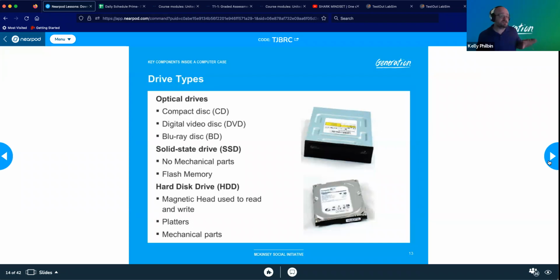These are still used today at a pretty regular level because on a per gigabyte level, they are still significantly less expensive than solid state drives. So solid state drives have no mechanical parts in them. This is what we refer to as flash memory. If you've ever used a USB stick, that is essentially similar technology. There are no moving parts in it. It's just able to read and write from memory chips, and that would be considered a solid state drive.